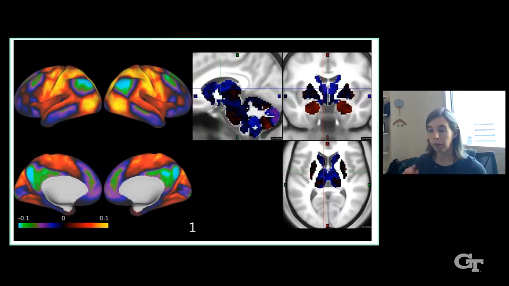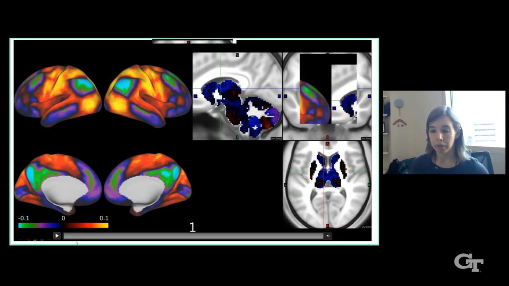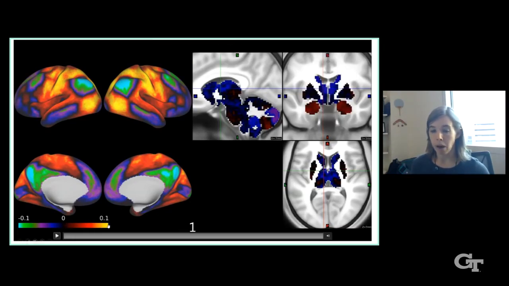Okay, so what do these look like? I'm going to play this movie for you in just a second, and this is the template that we got from that Human Connectome Project data. So first, just a little interpretation. Warm colors mean the activity is above average at that point in the pattern. Cool colors mean it's below average at that point in the pattern.